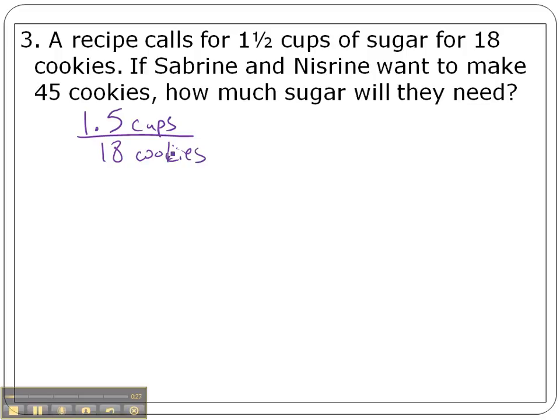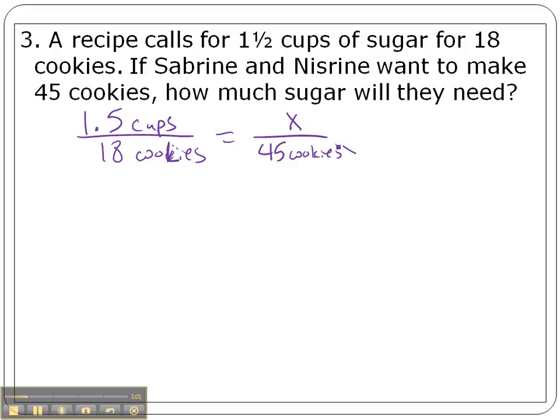Remember, whenever you're writing a proportion, or even just writing a rate, you want to write your units to make sure when you're setting up your proportion, you put things in the correct place, because now we want to find out how much sugar it will take them to make 45 cookies. So I know I want to put the 45 cookies in my denominator, and the amount of sugar we will need is the unknown amount, so we'll just make that x.